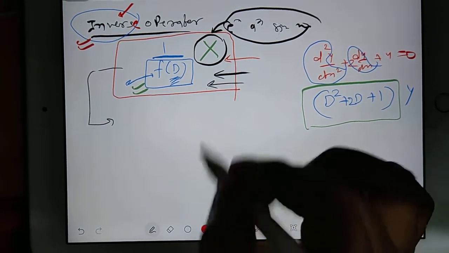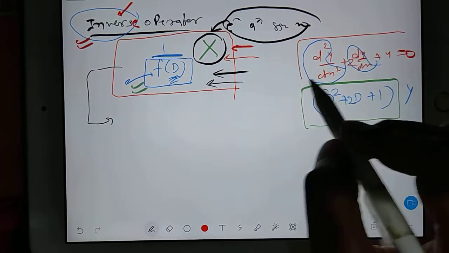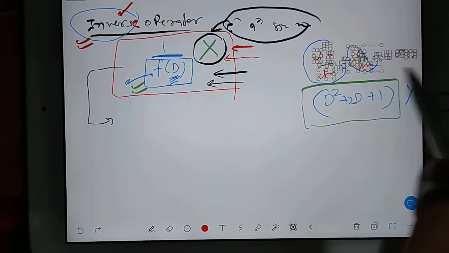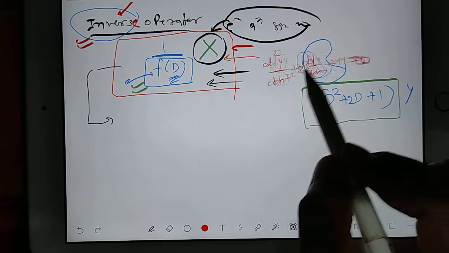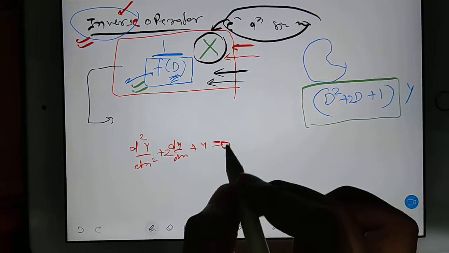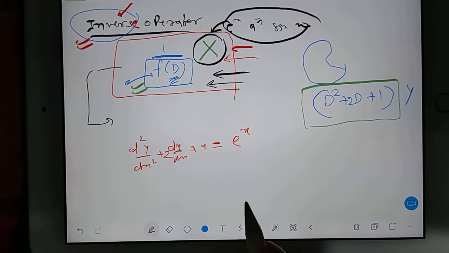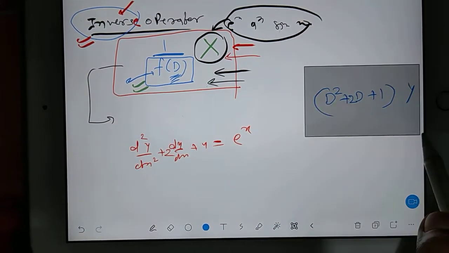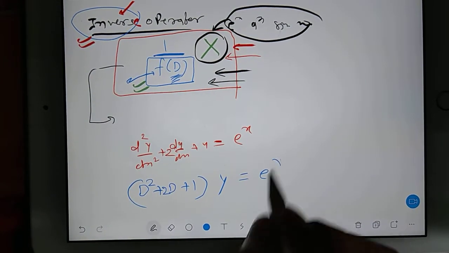Actually, see why this kind of question will appear. Suppose I copy this equation here. Suppose in this equation there is no 0. Suppose there is e power x, right? So in that case, this part that you are seeing will be equal to e power x.